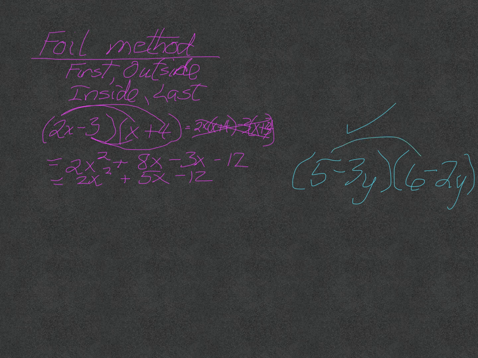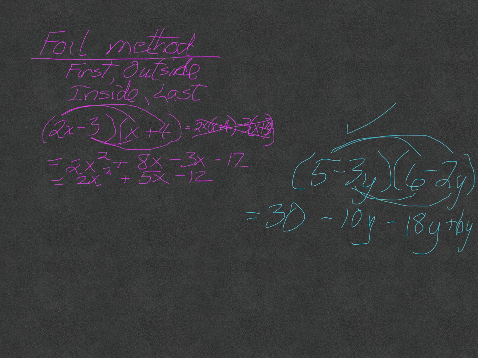Let's do FOIL. 5 times 6 is 30. 5 times negative 2y is minus 10y. Negative 3y times 6 is minus 18y. And negative 3y times negative 2y is plus 6y squared. So all the multiplications are done. I collect the like terms: 30 minus 28y plus 6y squared.